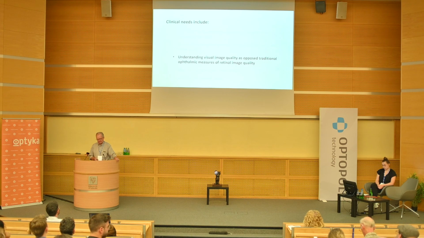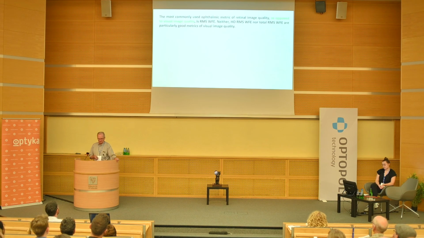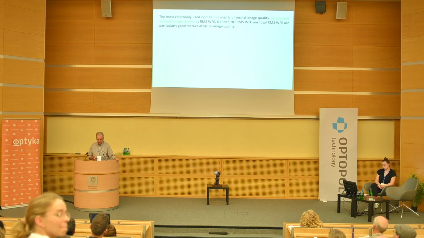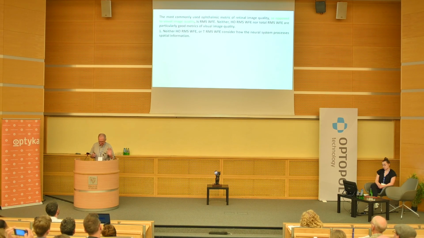Understanding visual image quality as opposed to traditional ophthalmic measures of retinal image quality. The most commonly used ophthalmic metric of retinal image quality, as opposed to visual image quality, is RMS wavefront error. Neither high-order RMS wavefront error nor total RMS wavefront error are particularly good metrics for visual image quality. Certainly there's a relationship, I don't want to imply that. Neither considers how the neural system processes the spatial information.